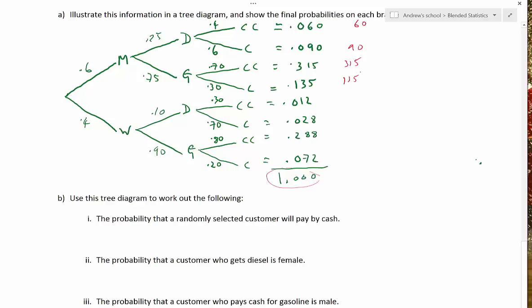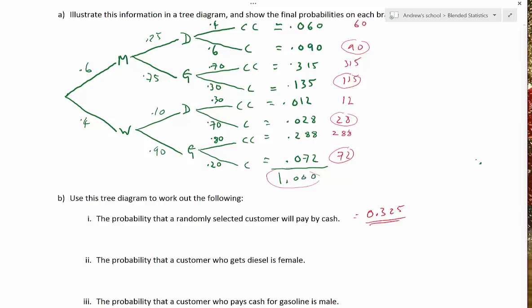So the probability that a randomly selected customer will pay cash. Realistically, the cash people are every branch which contains cash as the end result. So starting at the top, we've got men buying diesel with cash is 90, men buying gasoline with cash is 135, women buying diesel with cash 28, and women buying gasoline with cash is 72. So altogether, of these 1,000 people, how many of them pay cash? We just add up these numbers, or we add up their associated probabilities, and we get the same answer, and this is just 0.325.